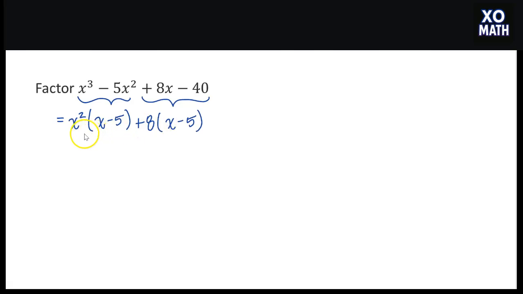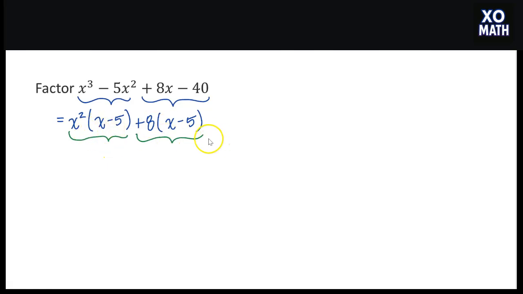So now, what we have left is two terms. Remember, terms are separated by addition or subtraction. So now, x squared times the quantity x minus 5, that's all one term. And 8 times the quantity x minus 5, that's another term. So between these two terms, I want to factor out the greatest common factor.